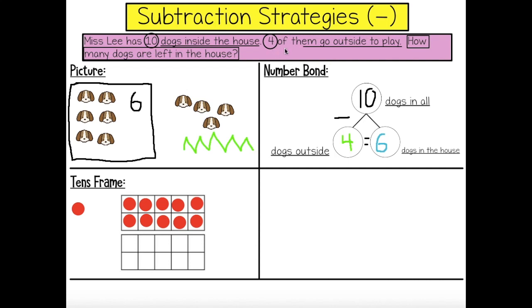We know that 4 of them go outside to play, and we need to find out how many dogs are left in the house. In order to do that, we need to cross out 4 of these red counters to represent the 4 dogs that go outside to play. Can you help me cross out 4 counters? Ready? Begin. 1, 2, 3, 4.